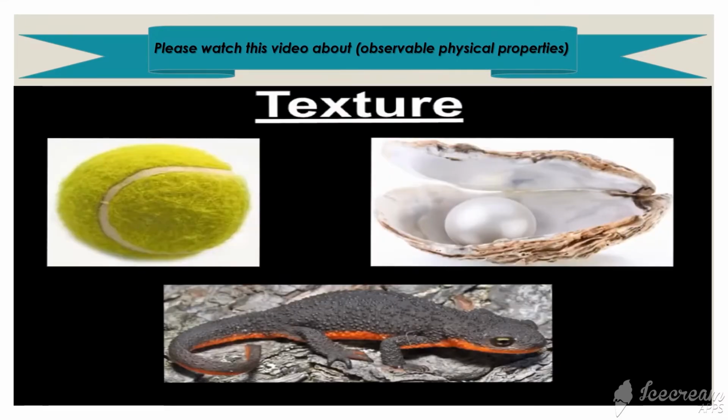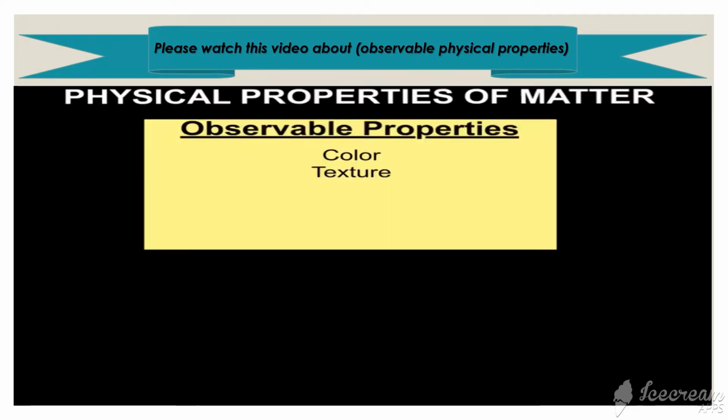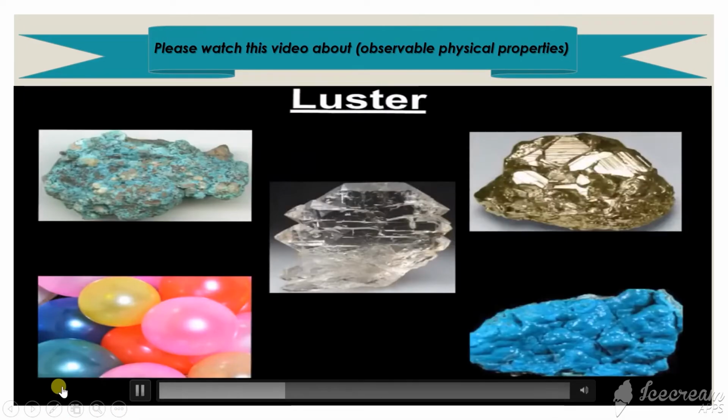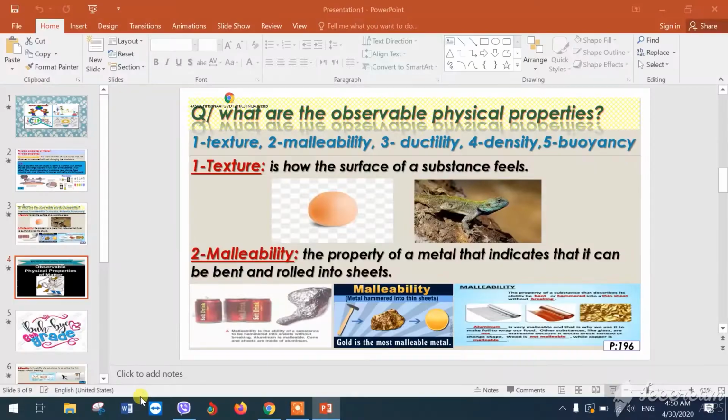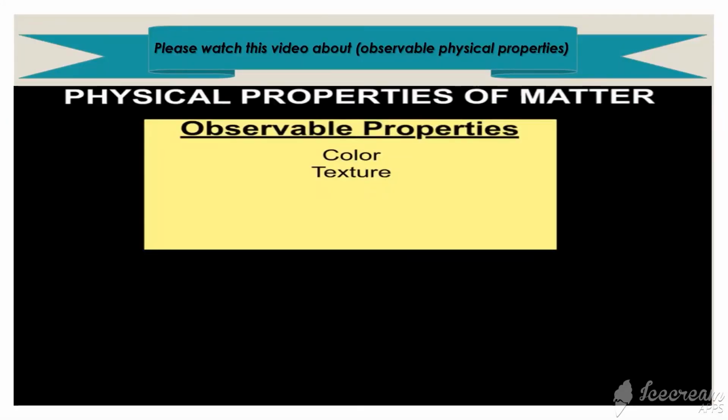Color is the first observable physical property of matter. So in your chart, please write color, and yes, spelling counts. Texture is the next observable physical property of matter. So we have like soft, fuzzy, smooth, rough. Those are examples of texture. Are there a lot more? Absolutely. You're going to add texture as an observable property of matter in your chart.